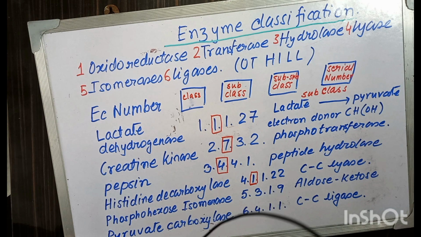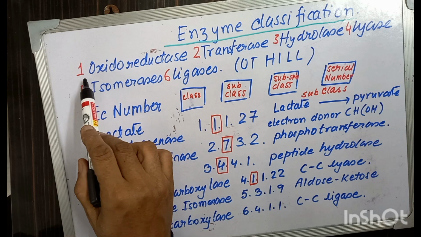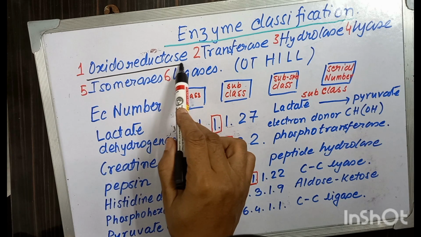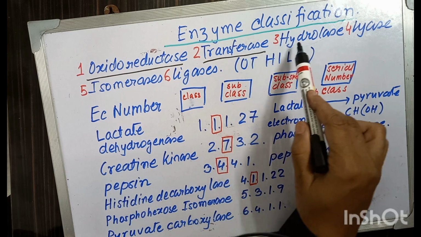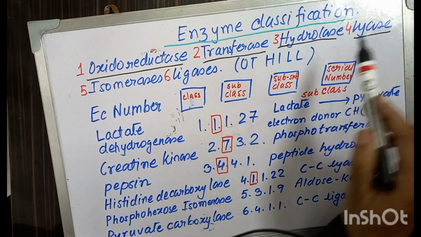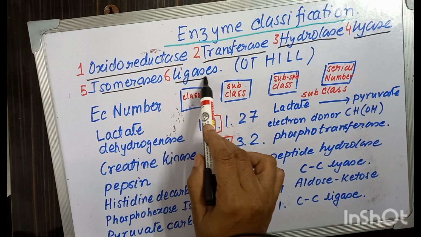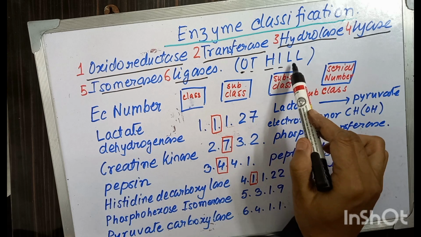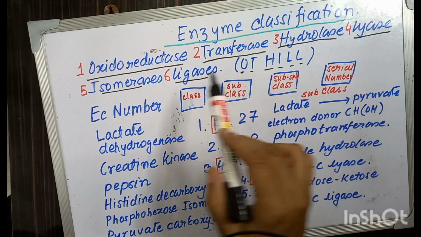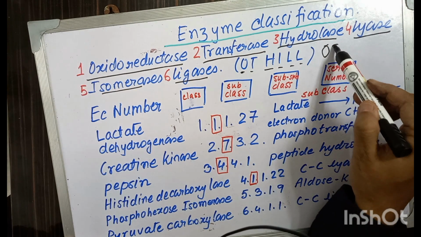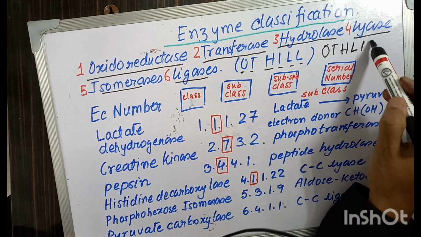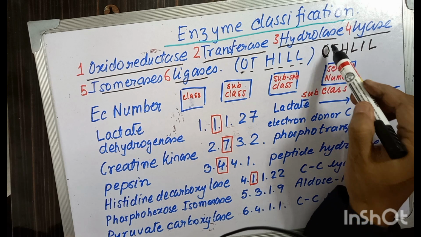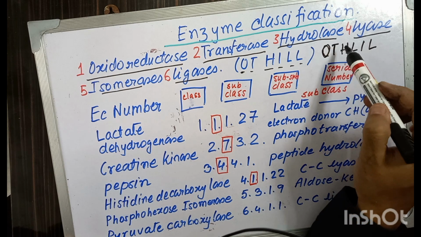So whatever we have learned today is enzyme classification, and we know by now that enzymes are classified into 6 groups: oxidoreductase, transferase, hydrolase, lyase, isomerase and ligase. For remembering, it is OT, Operation Theatre, on the top of a hill, and for remembering the numbers, it is OT, H, LIL, L-I-L. That way you will remember the enzyme class number.